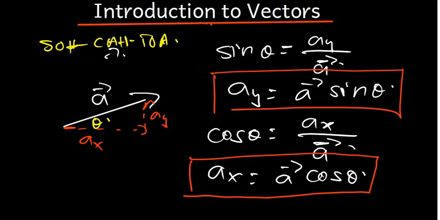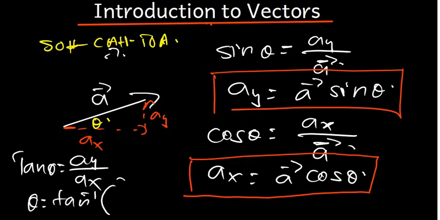Now, let's talk about the tan. Tan is going to help us to find the angle. So if you have the ax and ay, then we can find the angle. So tan theta is the opposite divided by the adjacent. The opposite is ay, everything divided by the adjacent, which is ax. To find theta, theta is going to be equal to tan inverse of ay divided by ax. This is the formula for finding the direction.